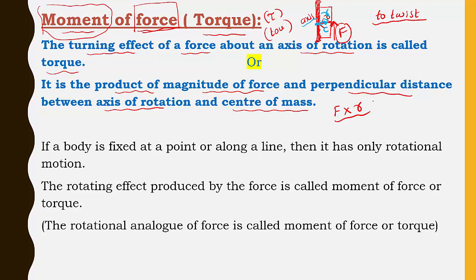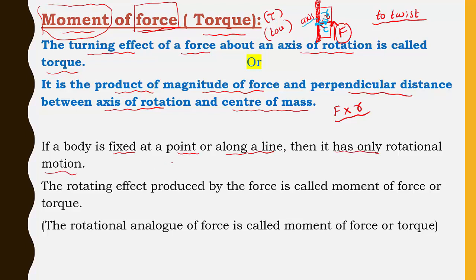Is it clear? What is torque? The turning effect of a force about an axis of rotation is called torque, or it is a product of magnitude of force and perpendicular distance between axis of rotation and center of mass. Is it clear? This is about the definition. If a body is fixed at a point or along a line, so now I am going to fix a body at a point or along a line, then it has only rotational motion.